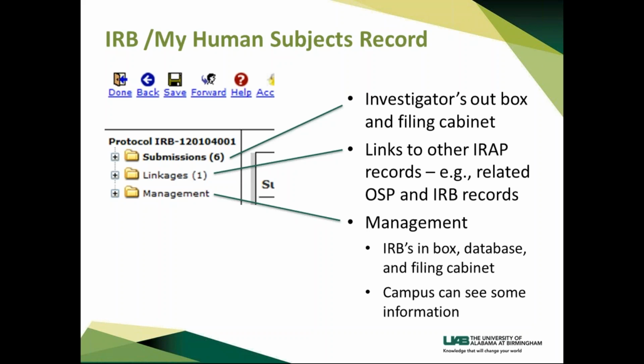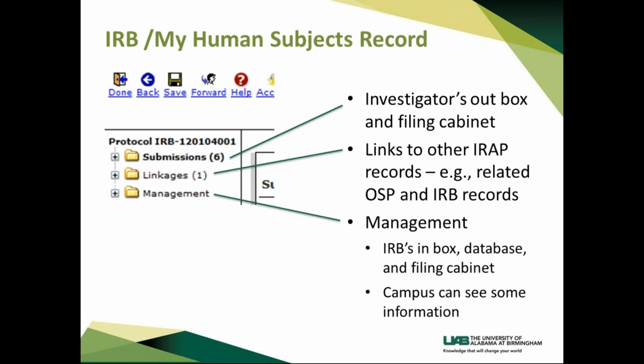Linkages is going to be what we've linked this project to as far as sponsored funding or another IRB project, or IACUC project. So for IRB, you would be able to find the funding that was tied to it, and you could find if there's an associated IRB project. For IACUC, you're going to be able to find any SOPs that are affiliated with your IACUC project and any grant funding that's affiliated with it.